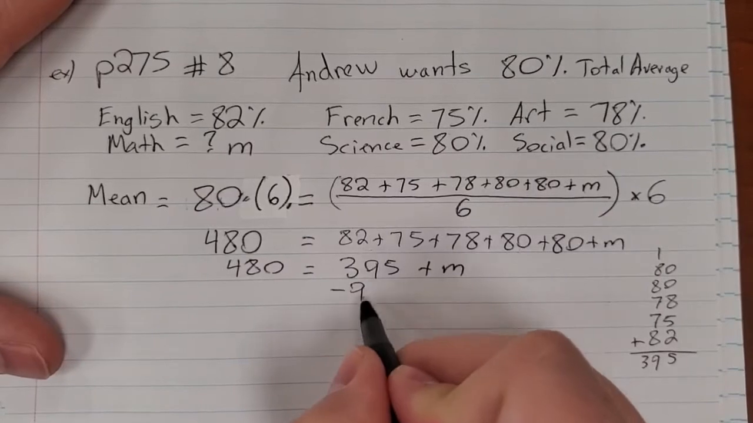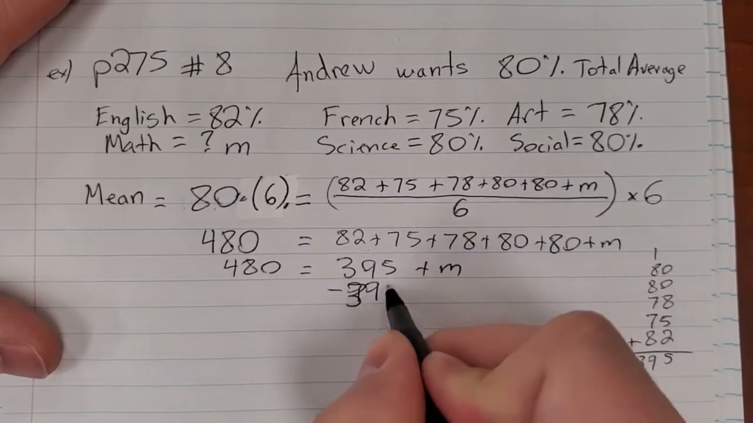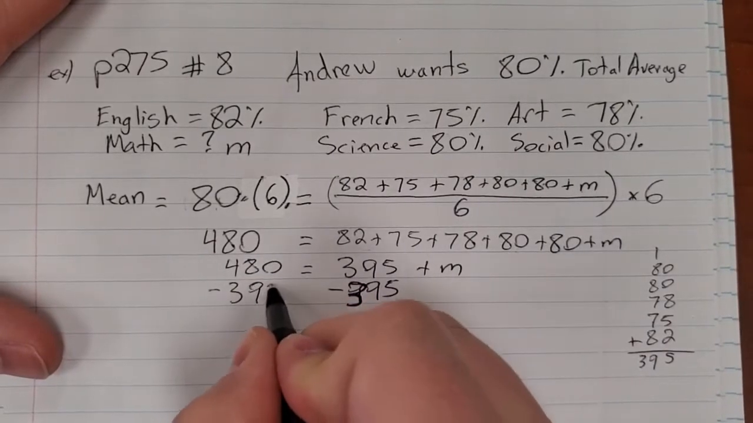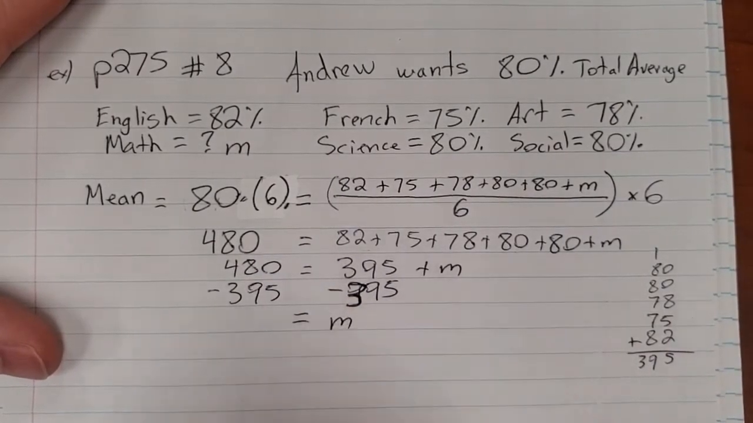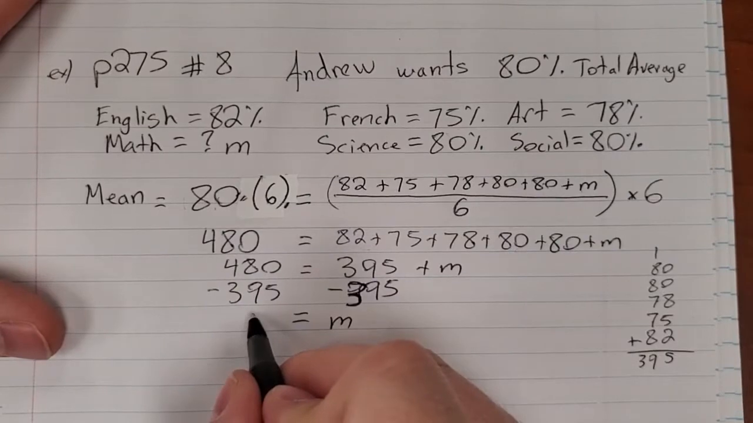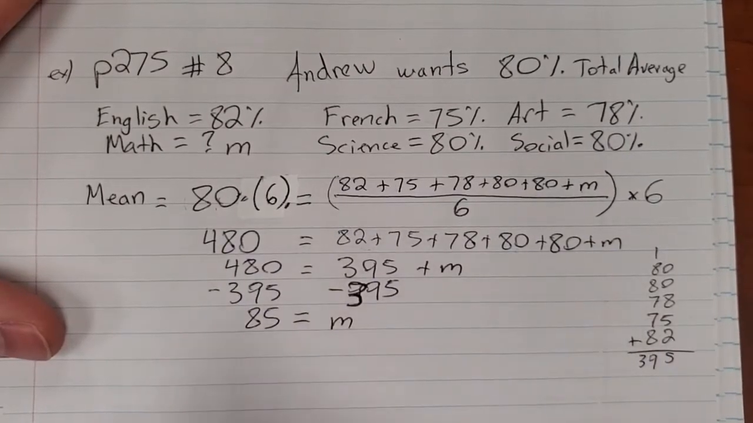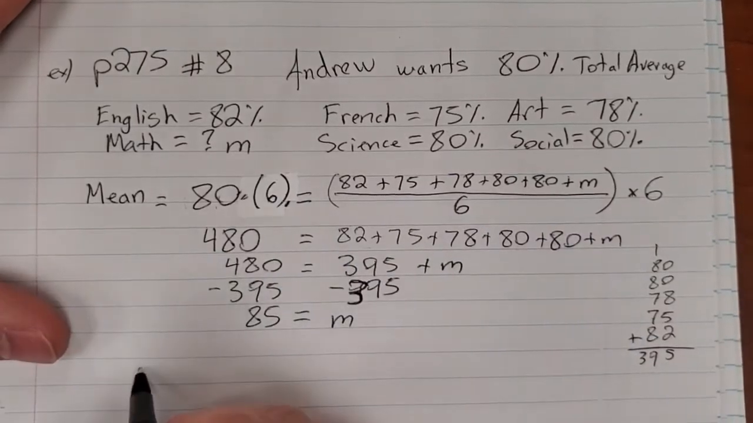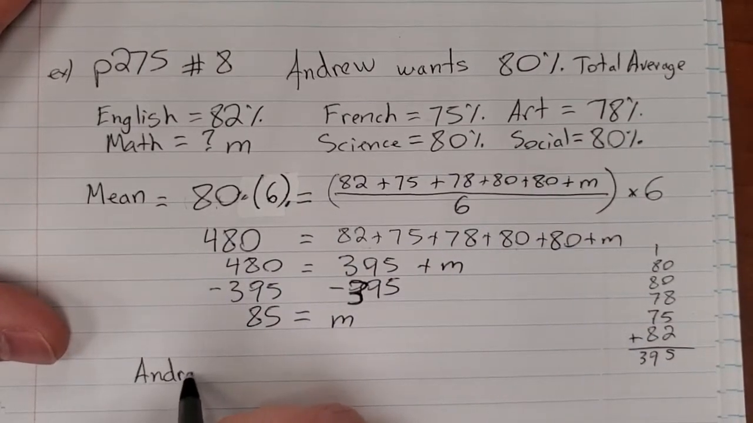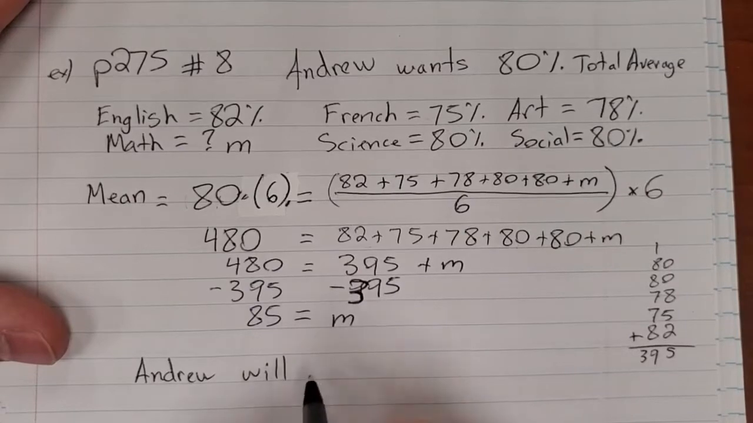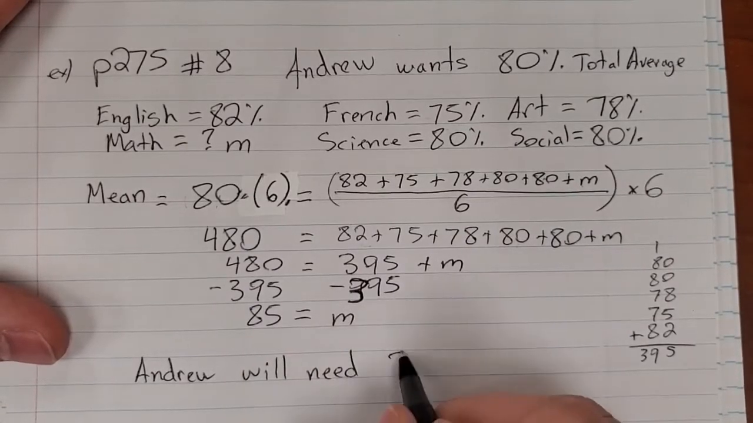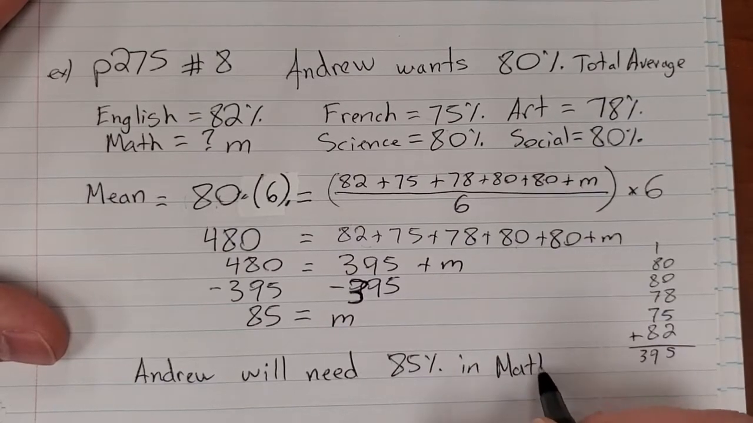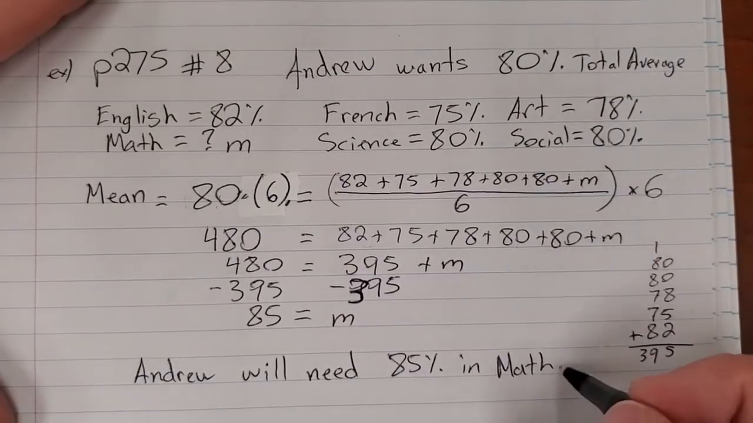I'm going to subtract 395, not 995, 395 from both sides. And I'm going to get that m is equal to 85. So m is 85. What mark does he need to get in math? Andrew will need 85% in math in order to bring up his average to 80%.